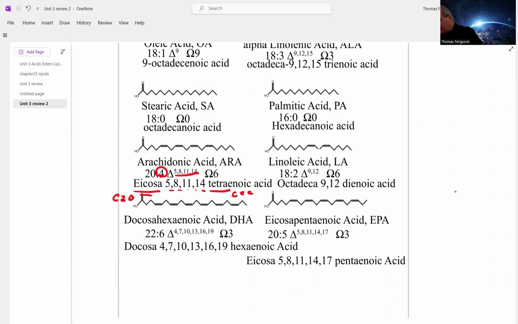This is a real important one because this is the precursor to a prostaglandin, which is how non-steroid anti-inflammatory drugs work. It requires arachidonic acid as a precursor.